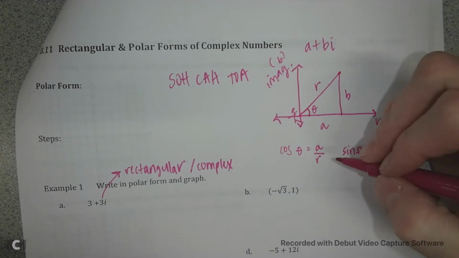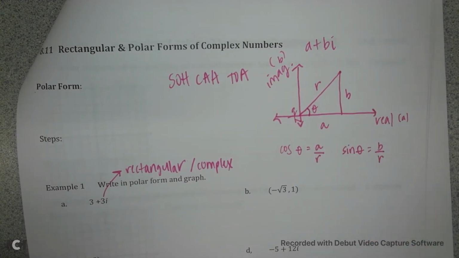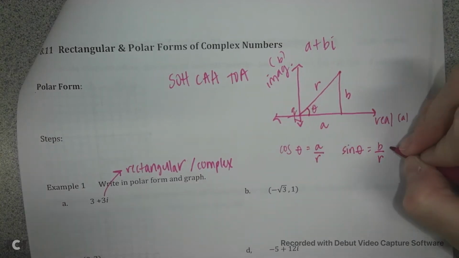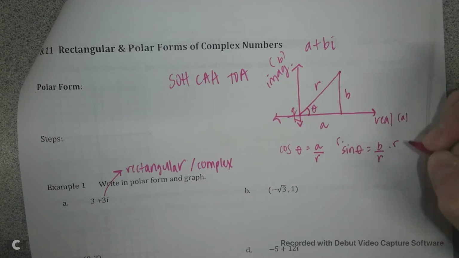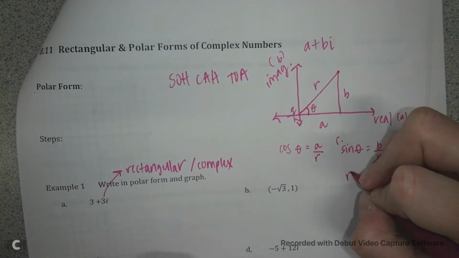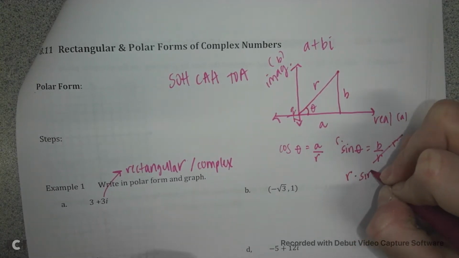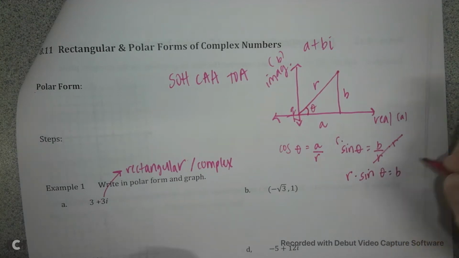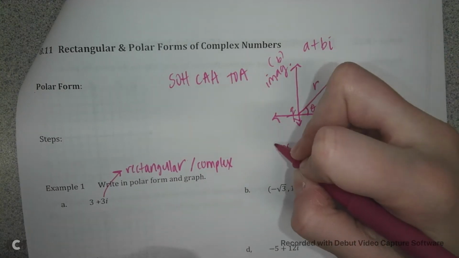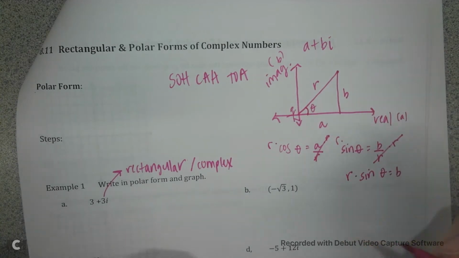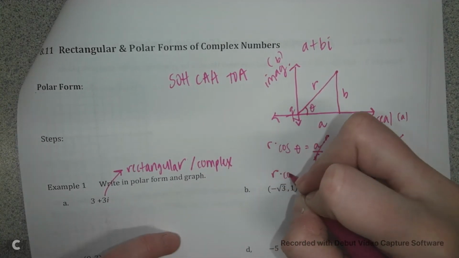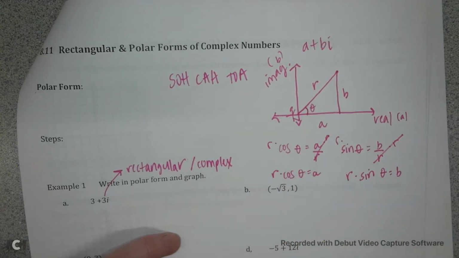Okay, so let's say I wanted to solve each of these for a and b. In order to solve these for a and b, I'd have to multiply each side by r, and that would get rid of that, and then I'd have r times sine of theta is equal to b, and then I would do the same thing over here and multiply by r on each side, and then I would have r times cosine of theta is a.